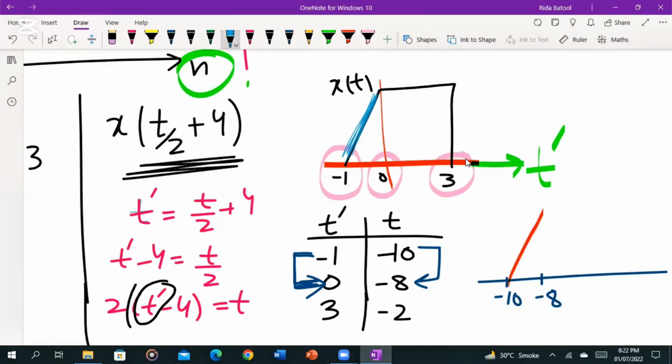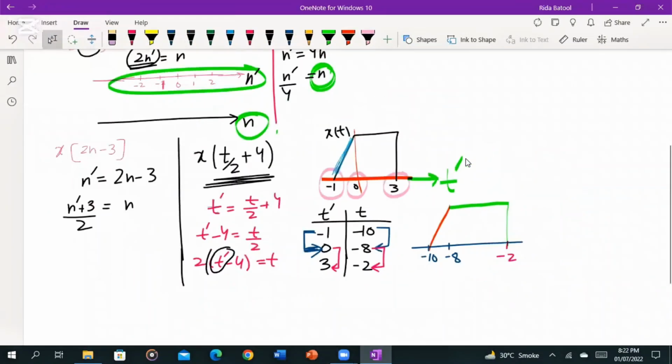Now, what's next? You have to sketch the same signal which was from 0 till 3, now from -8 till -2. So it would be like this. Is it clear? So this was signal sketching.